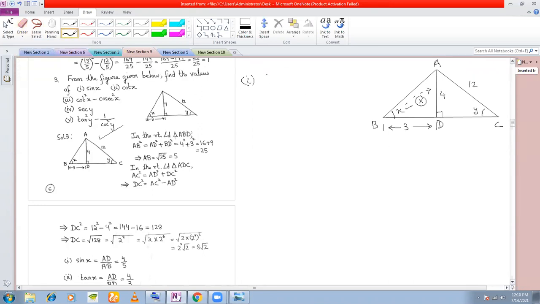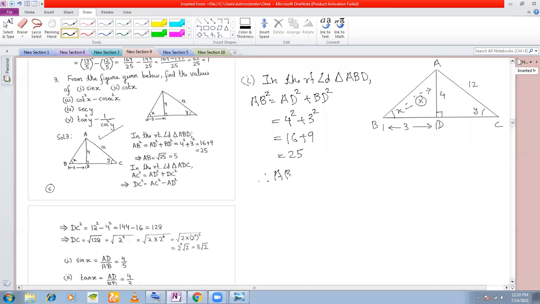We consider the right angle triangle ABD. AB square is equal to AD square plus BD square, which is equal to 4 square plus 3 square, 16 plus 9, which is equal to 25. So therefore AB must be square root of 25, which is equal to 5. Since we have no unit, we'll keep it at 5 units. Now that we have got this, let's write this as 5.